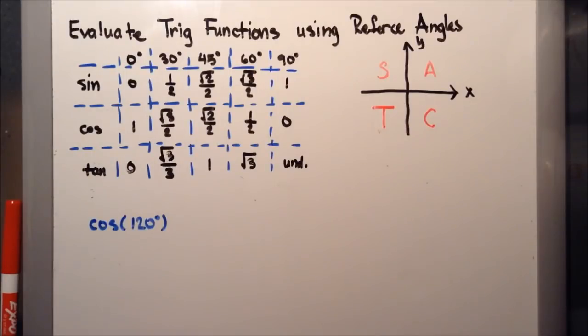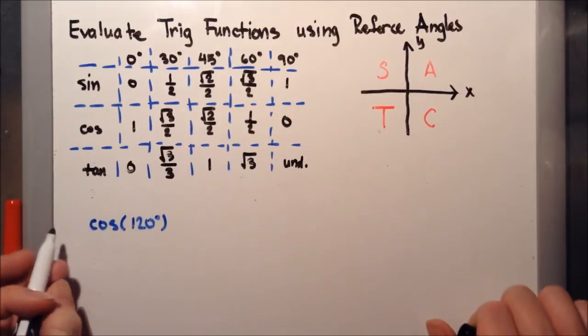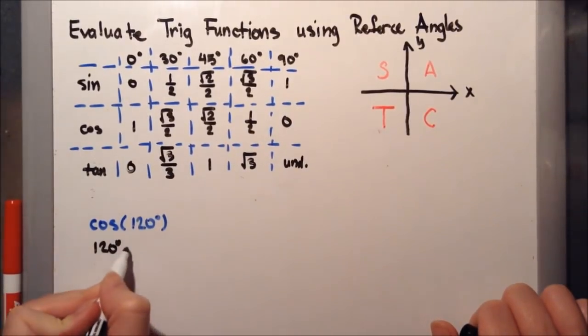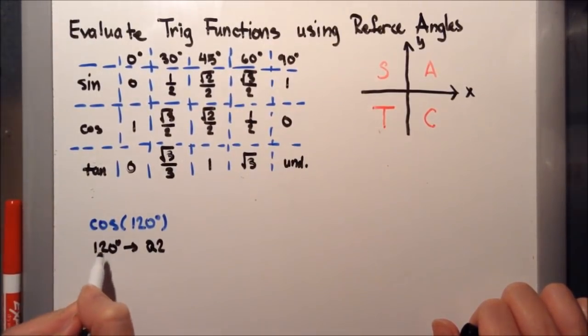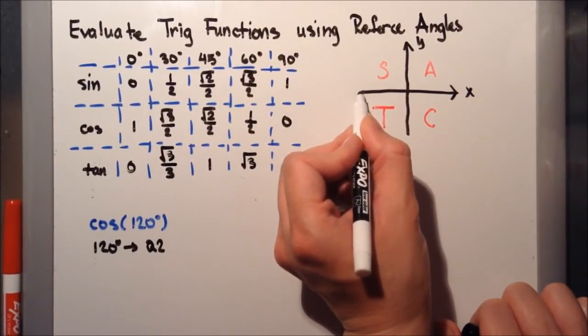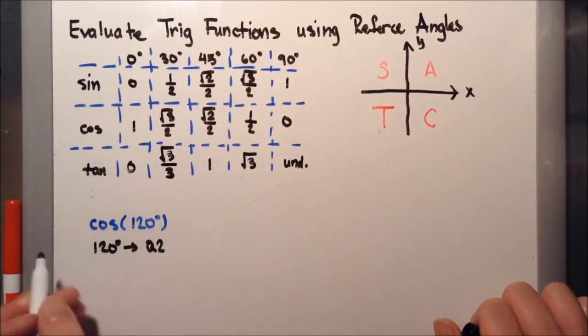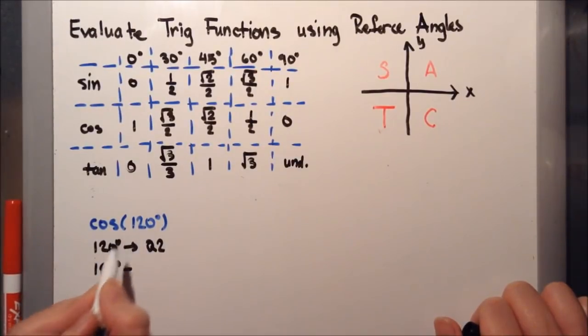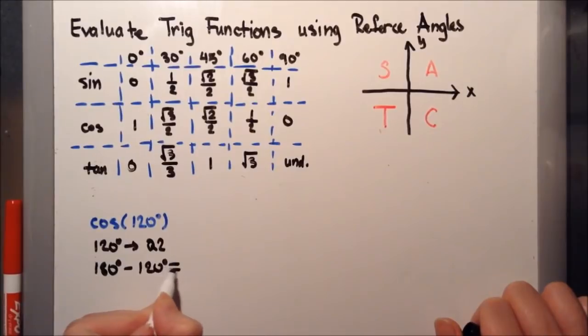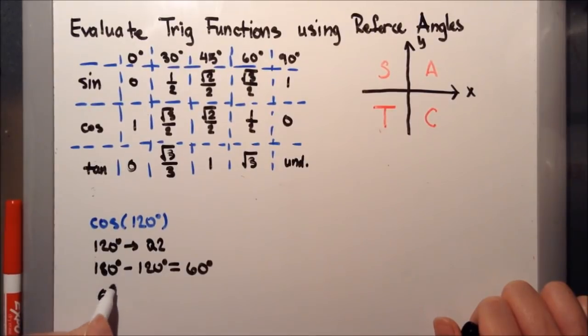Alright, so let's take a look at our first example, cosine of 120 degrees. Our first job is to find the reference angle. We know that 120 degrees is in quadrant 2. The reason is because 120 is less than 180, which is right here. So the rule for quadrant 2 is 180 degrees minus our given angle, which is 120. So that's 60 degrees. Our reference angle, angle theta prime, is 60 degrees.